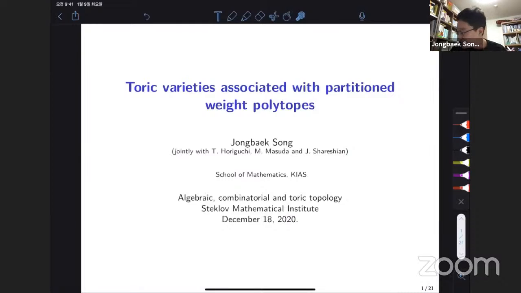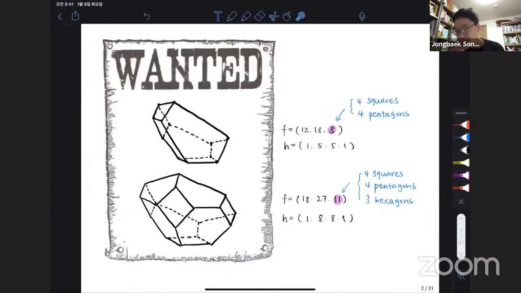So this is the polytope, three-dimensional. Its f-vector is 12, 18, and 8, that is, vertices, edges, and faces. It consists of 4 squares and 4 pentagons. Another polytope is three-dimensional with 11 facets: 4 squares, 4 pentagons, and 3 hexagons.